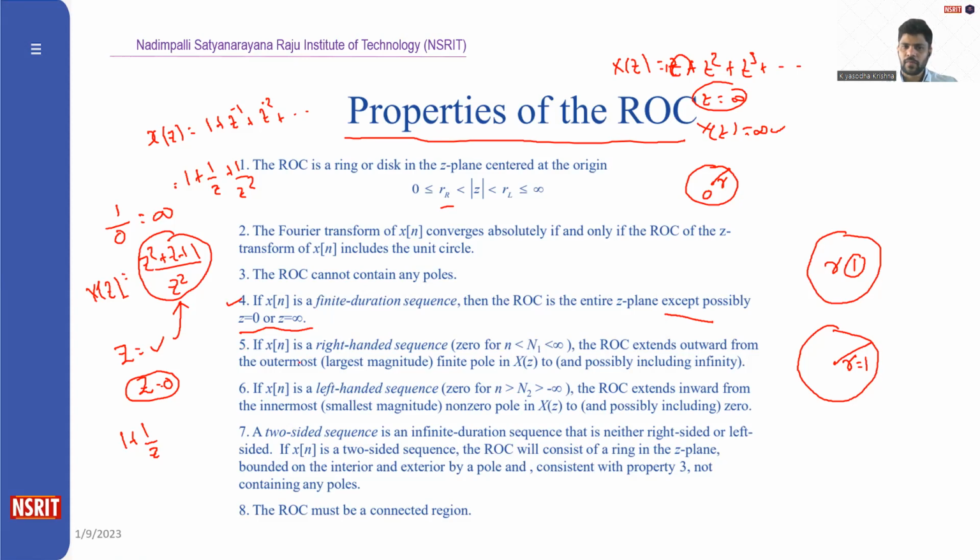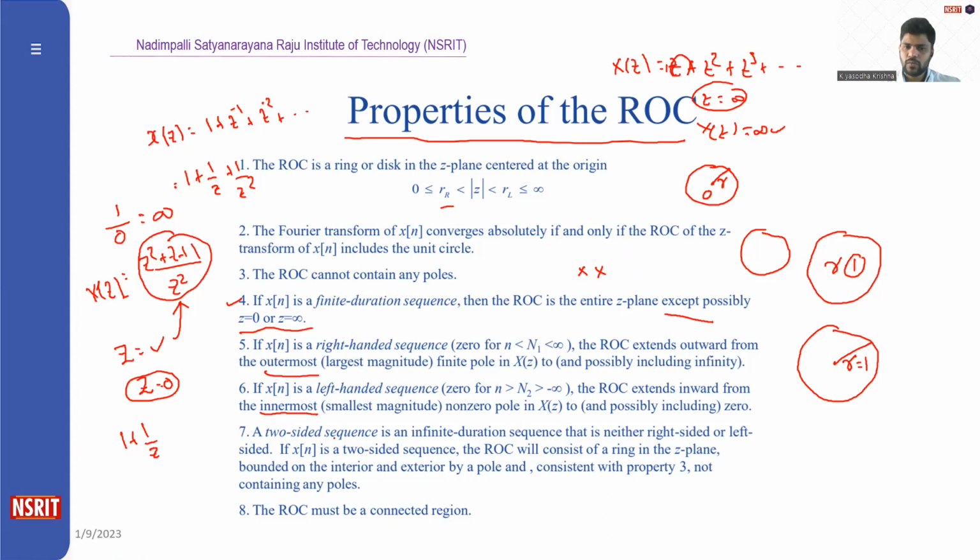Coming to the fifth one, x of n is a right-handed sequence and x of n is a left-handed sequence, where the ROC of the right-handed sequence extends outward from the outermost finite pole. The poles are nothing but the denominator roots, and zeros will be available in the numerator. So the ROC extends inward, to the innermost pole. Innermost means left-handed sequence, outermost means right-handed sequence.